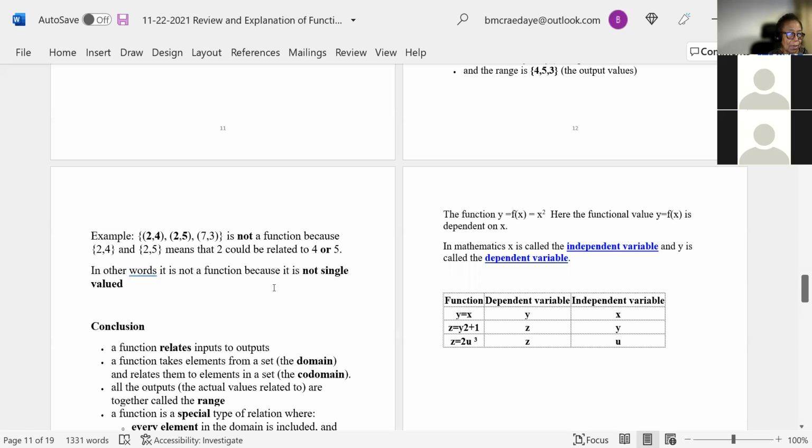Now, is this a function? These ordered pairs, do they make up a function, Audrey? Over here on my left, my ordered pairs are 2, 4, 2, 5, 7, 3. Would you say these ordered pairs represent a function?